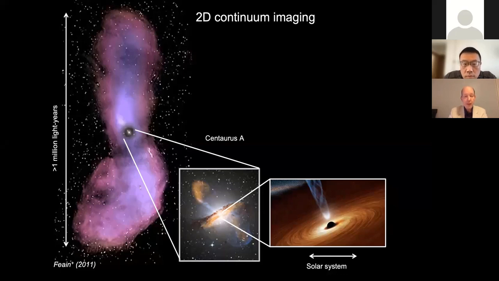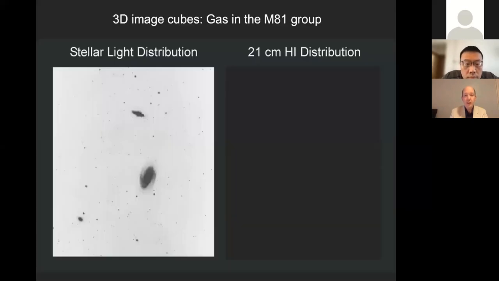In this image on the left-hand side, you see a lot of background dots. Those are not stars. Those are radio galaxies, like the one you see in the foreground, which is much farther away. Another thing you can see in the radio is 3D imaging of gas around galaxies. So here you see an example of a few galaxies.